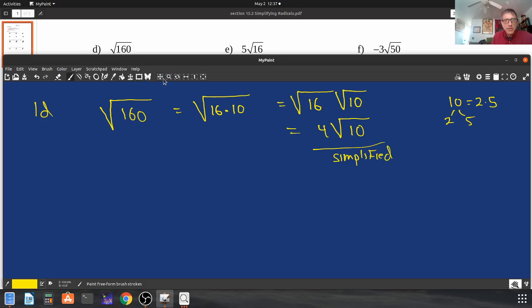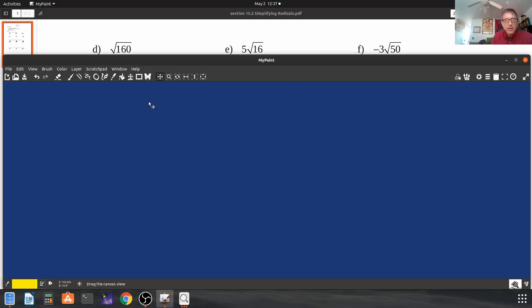Now let's do number 1e. It's 5, the symbol right here means 5 times the square root of 15. But I know that, why did I say 15? This is the same as 5 times the square root of 16. But we know that the square root of 16 is 4. So the answer is 20. And that's completely simplified.